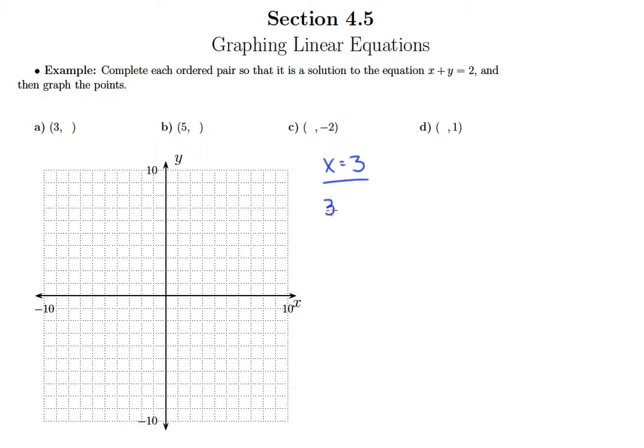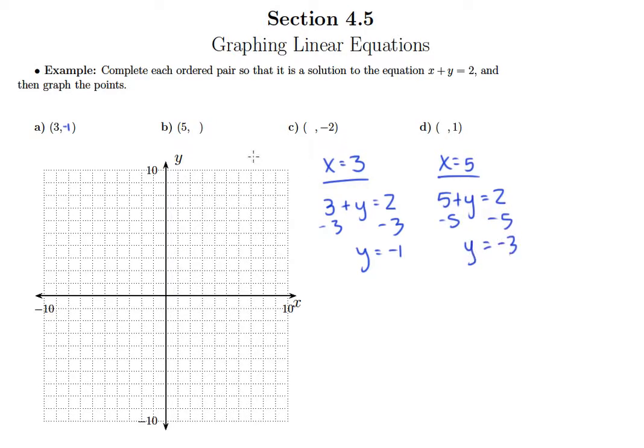All right, so if x equals 3, we'll just plug that in for x. So 3 plus y equals 2. And rather quickly here, we figure out that that means y equals -1. So we can pencil that in. Okay. And then in part B, x equals 5. Okay. So when x equals 5, what is y? Well, just subtract 5 from both sides. Y equals -3. So we can pencil -3 in for the y value.